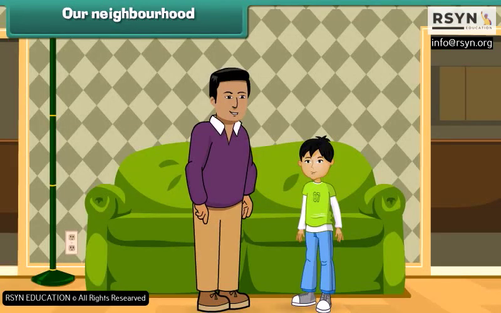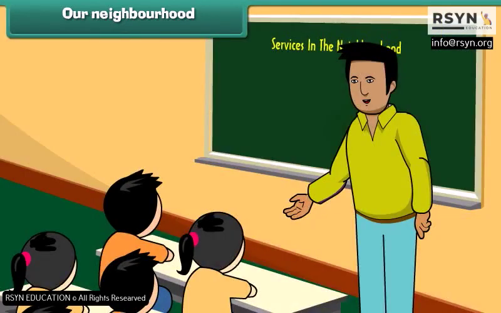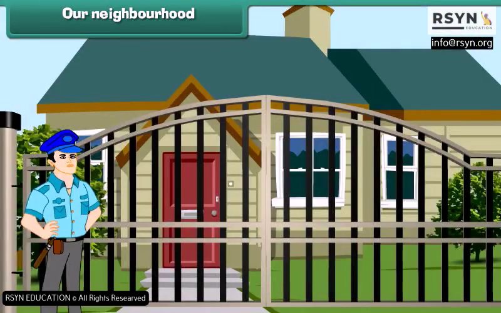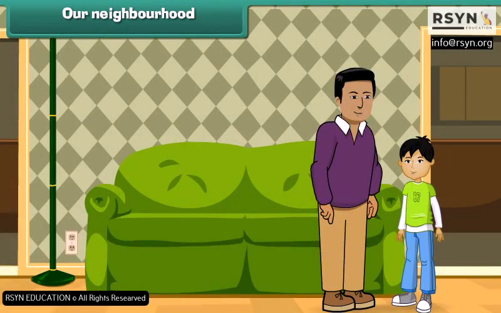Sam, we are human beings and we live in a society, and hence we need each other's help many a times. As you know, we need doctors when we fall ill. We need teachers to teach us. We need watchmen to keep our home safe. We get all this from our neighborhood. Son, now let's go outside and I will introduce you to some of the neighborhood places.